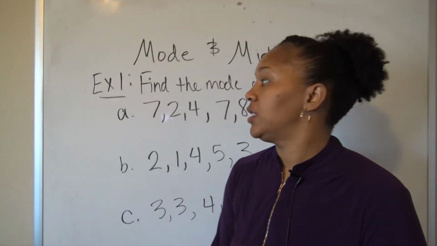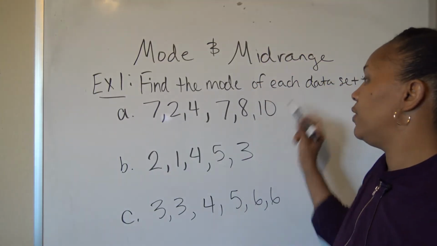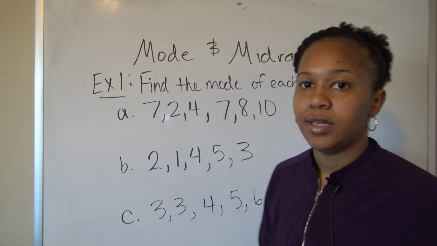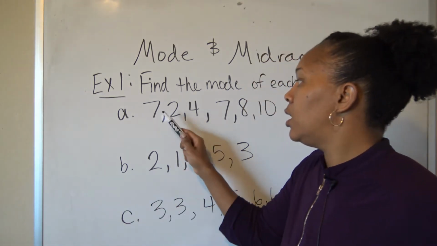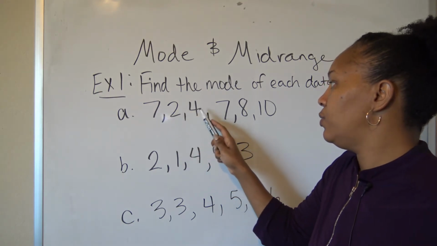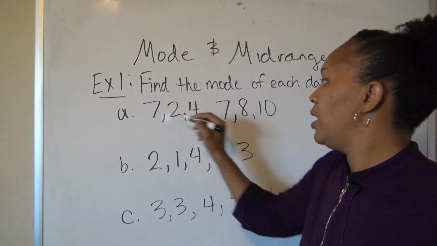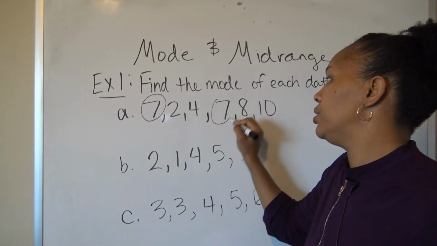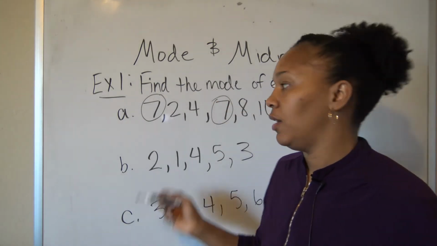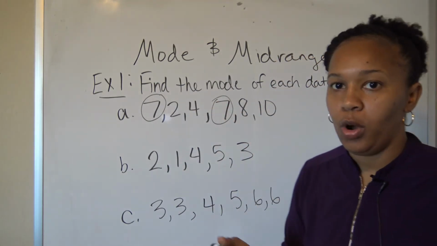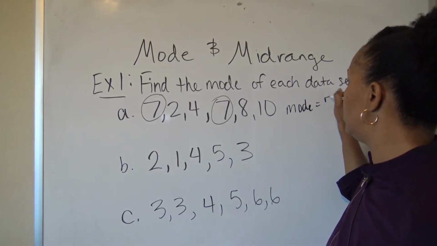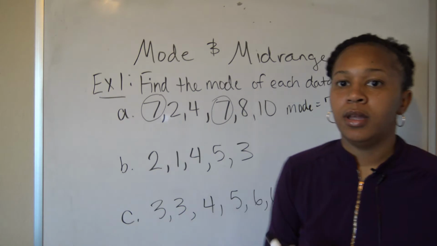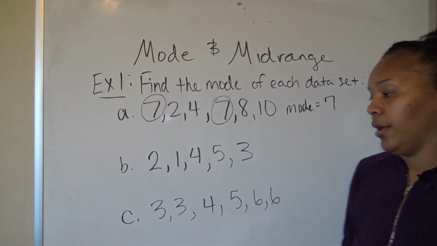So for this first example, example one, we want to find the mode of each data set. We have three different data sets, and we're basically looking to see which number appears the most. If I look at this data set, it has 7, 2, 4, 7, 8, and 10. As you notice, 7 appears the most because it appears twice. Everything else is only in that data set once. So the mode would be equal to 7 in part A.